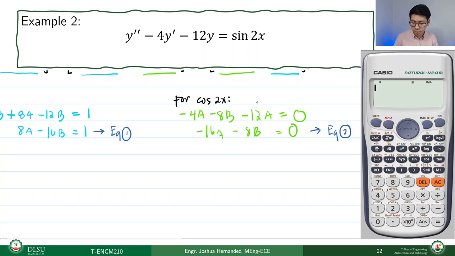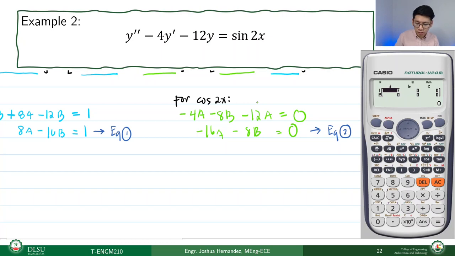Mode 5 for equation, and then go to so obviously meron tayong dalawa dito for linear 1 and 2, no? Sa mode 1, no, two equations and two unknowns yan. So yung two unknowns ay x and y. So number 2 naman, x, y, z, so tatlong unknowns, tatlong equations. So since two equations yung meron tayo and two unknowns, so piliin natin yung 1.